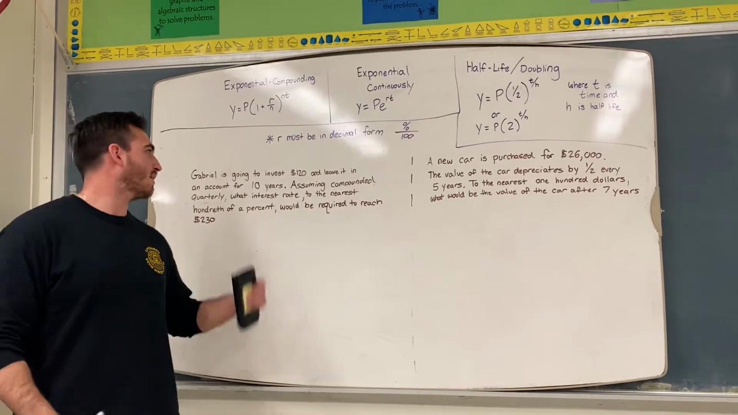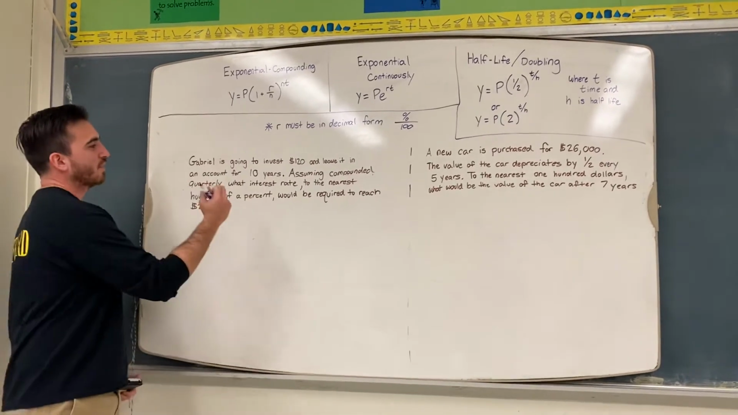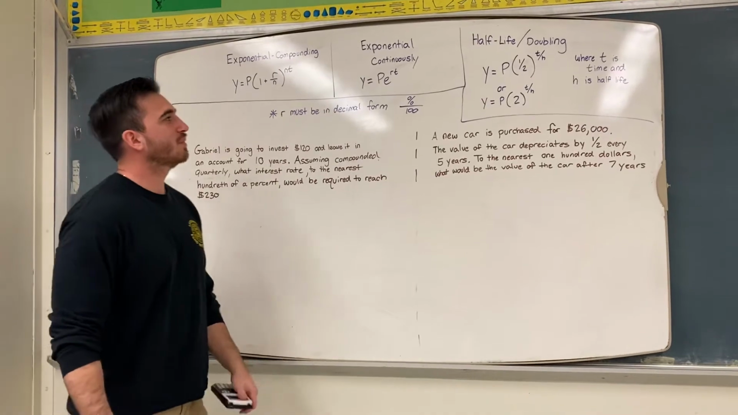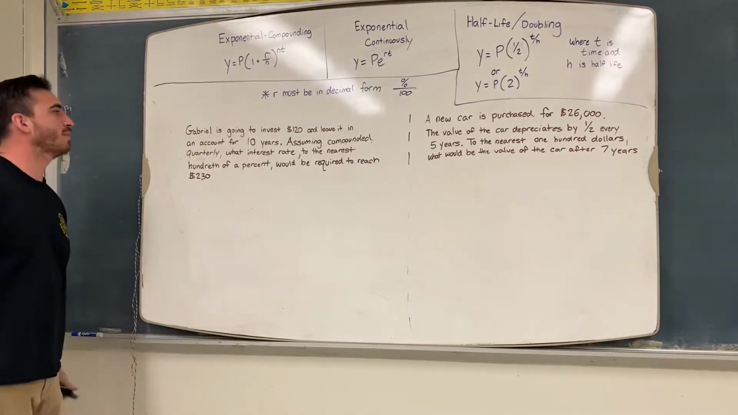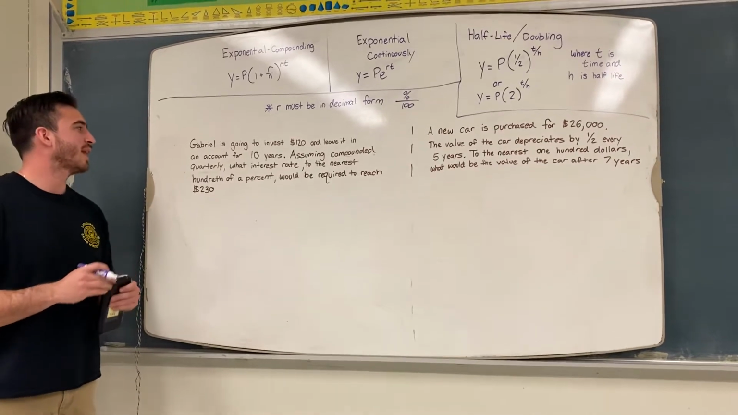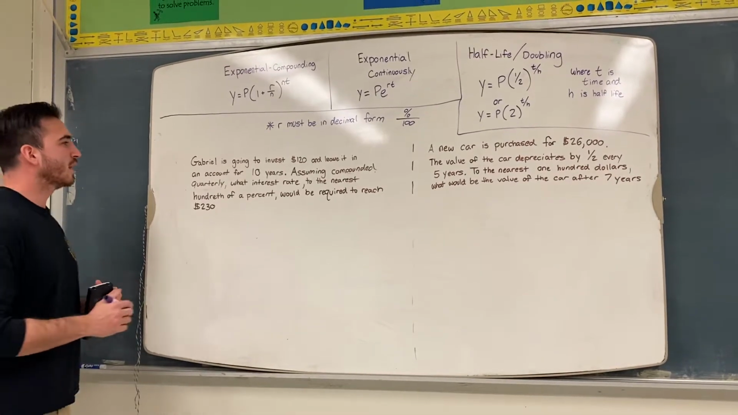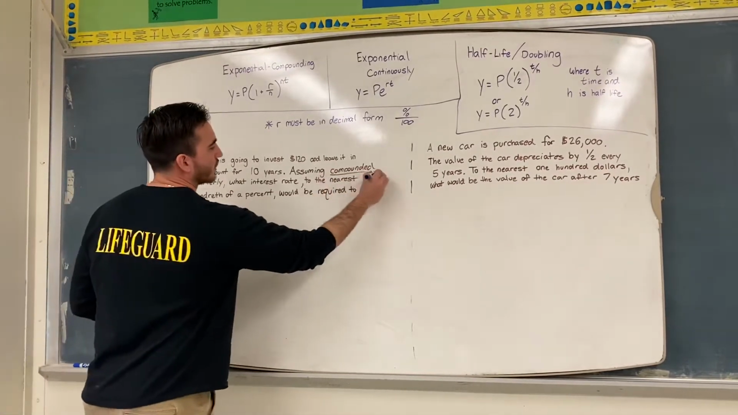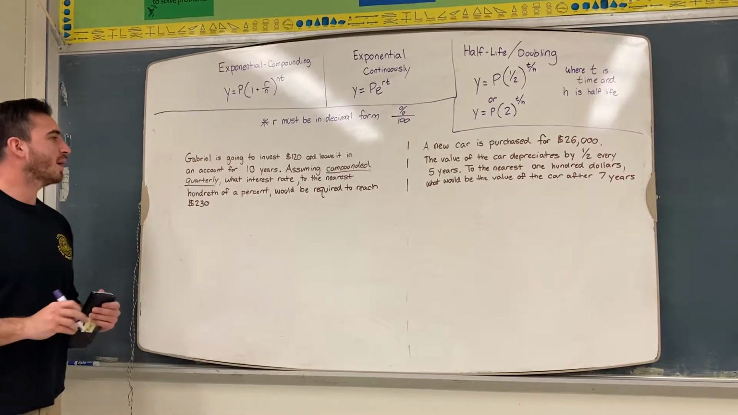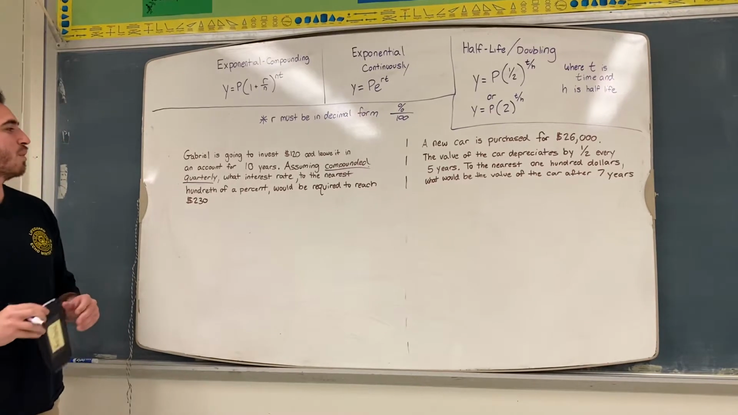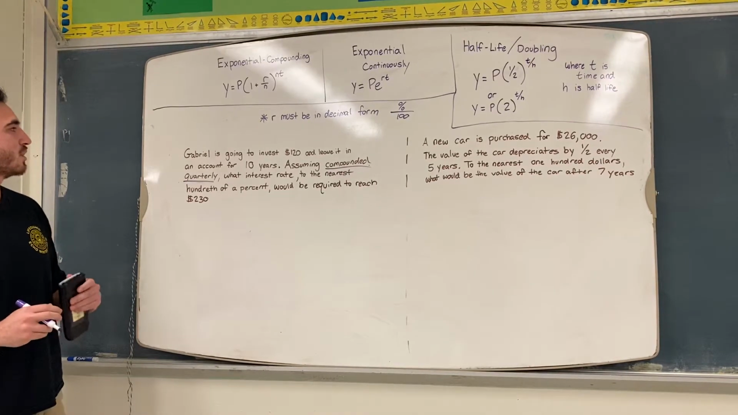All right, hey guys, today we're going to be solving for R, and we are also going to be dealing with half-life slash doublings. But first, we'll solve for R. So it says Gabriel's going to invest $120 and leave it in an account for 10 years, assuming compounded quarterly. So right here it says compounded quarterly. We know that we're going to be using this formula. What interest rate to the nearest hundredth of a percent would be required to reach $230?